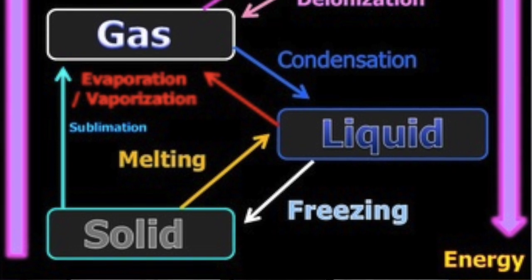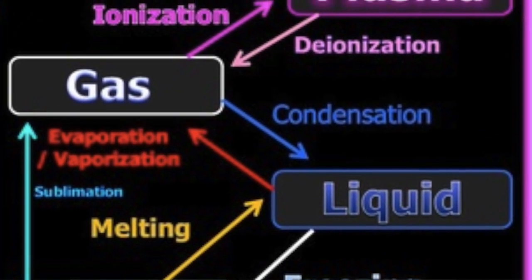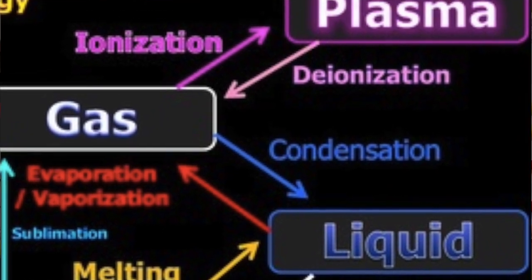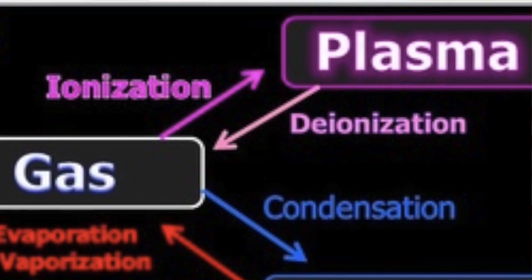What about the most common state of matter, plasmas? Where do they fit in with this? Well, if you take a gas and you ionize it, you disassociate the electrons from the protons and nucleus, and it becomes a plasma.